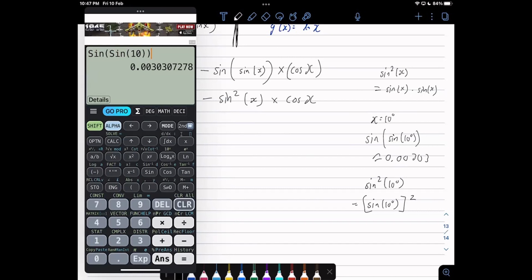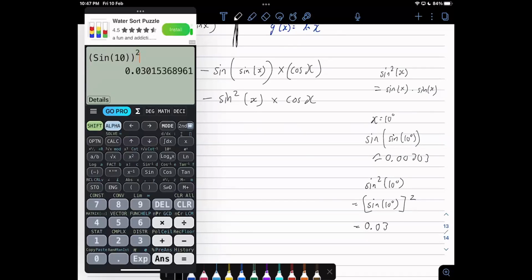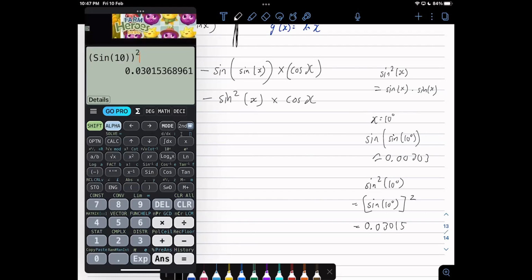So I'll do that. Sine of 10 degrees, then to the power of 2. This is 0.03015. Are they the same? Yes or no? Different, right? Clearly different. Okay, good. So composition of sine is different from square of sine. Please take note of that.